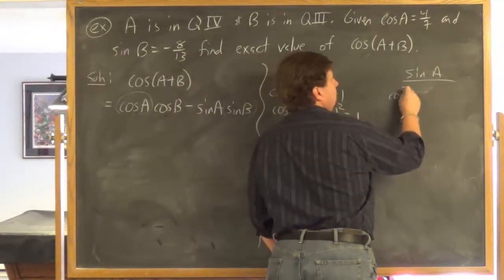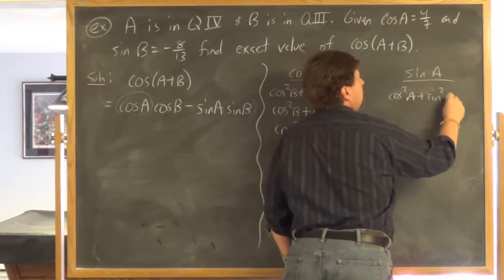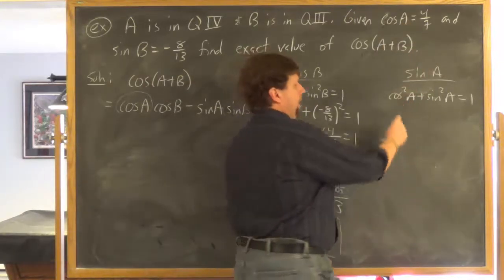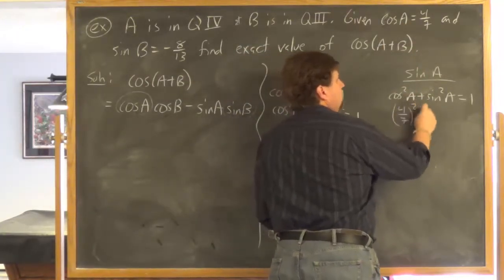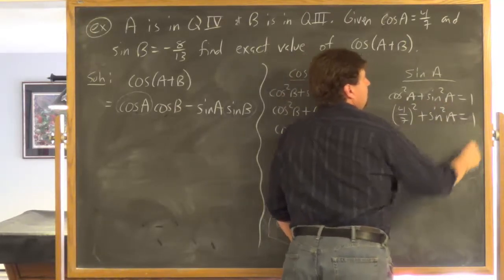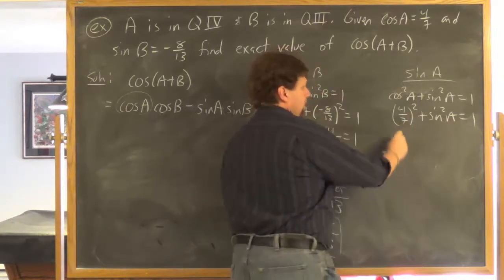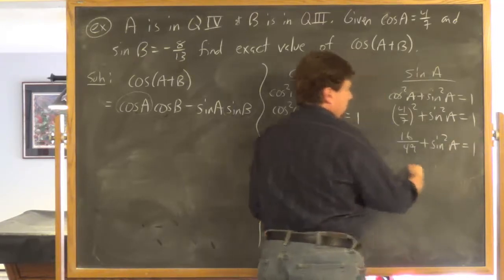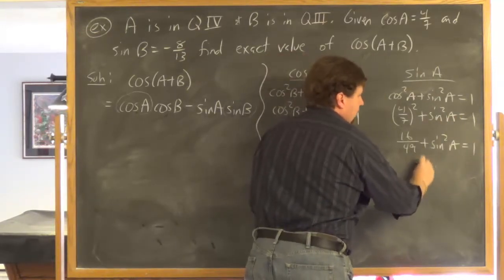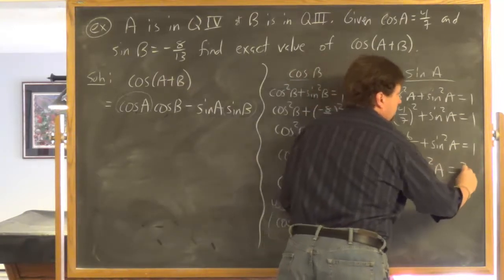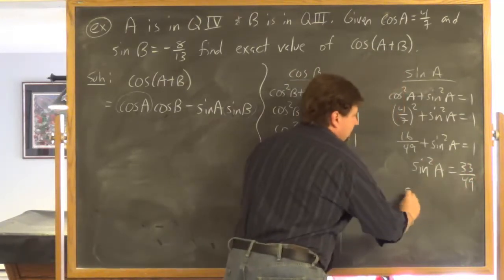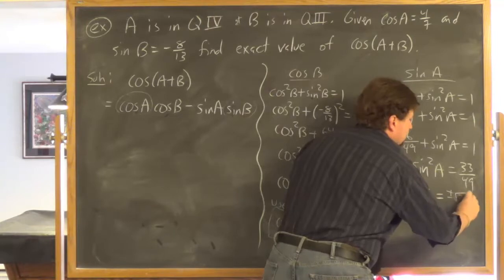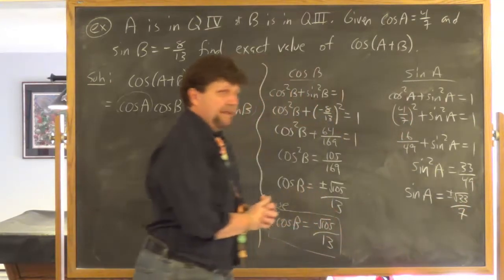Cosine squared A plus sine squared A equals 1. Since I know cosine A is 4/7, I can substitute that in here to get 4/7 quantity squared plus sine squared A equals 1. Let's see, 4/7 squared, that's 16 over 49. Subtract 16 over 49 from both sides of the equation, and we get sine squared A is equal to 33 over 49. Take the square root of both sides, and we get sine of A is plus or minus the square root of 33 over 7.